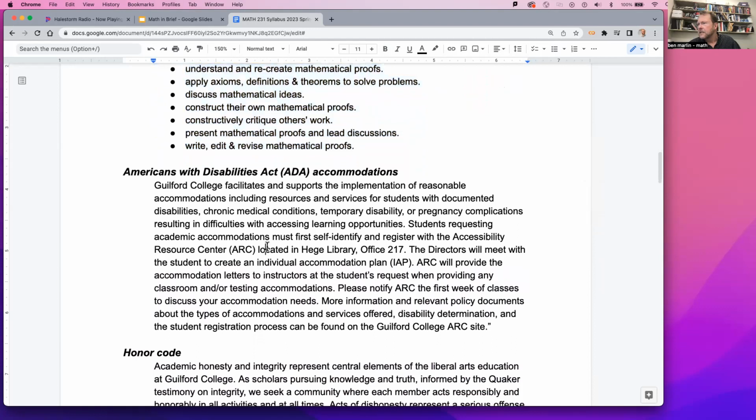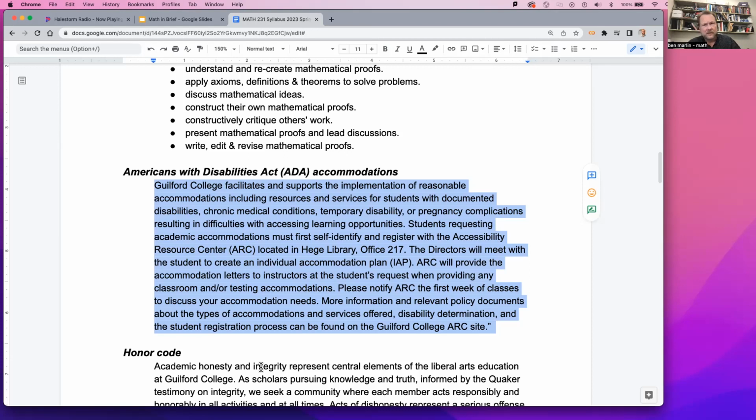Then this bit about the ADA accommodations. If you have some sort of learning difference that you need some sort of adjustment for, talk to me about it. It is likely the case that we can facilitate something like that super easy. I understand that often people feel a little bit embarrassed and don't want to talk about them in front of other people.